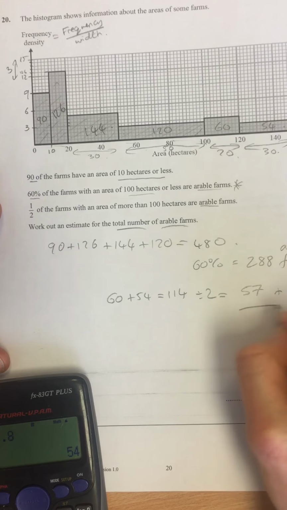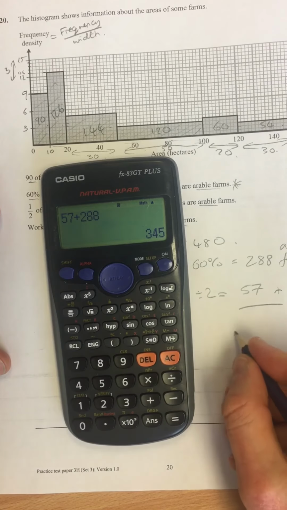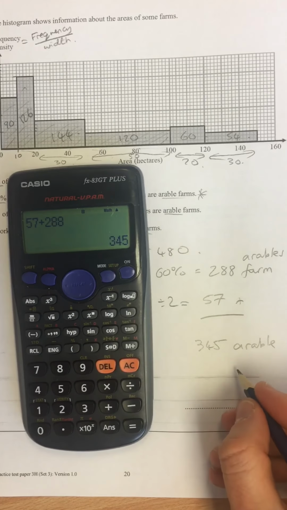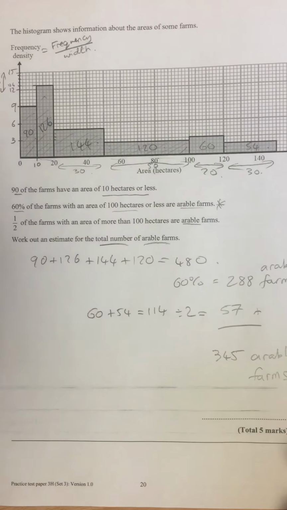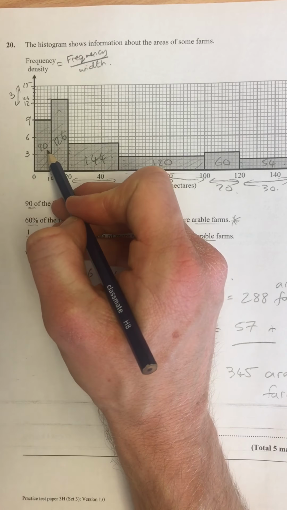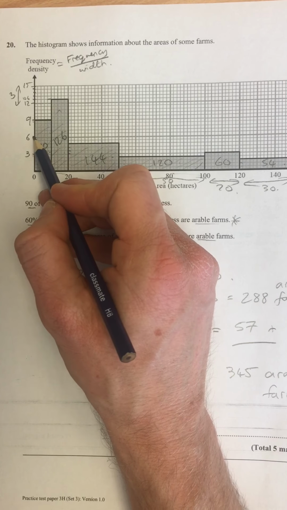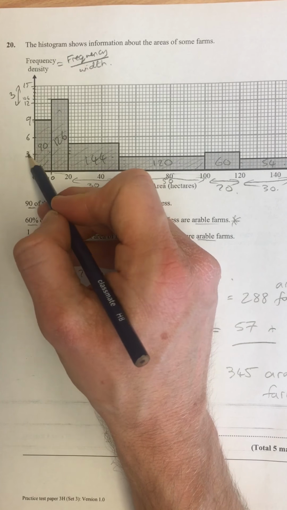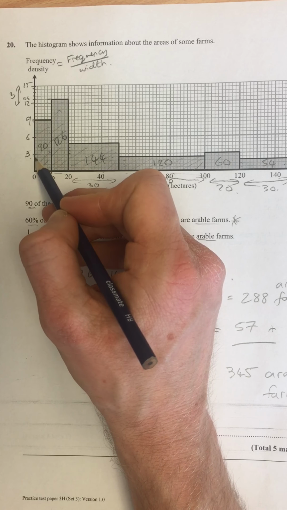So if we add those together, 57 plus 288, we see that there are 345 arable farms in total. There we go. So the real key thing here is putting 90 here. That allows you to put 9 here. That allows you then to fill in a 3 and a 6 here. And once we know that these 5 little squares are 3, 3 divided by 5 is 0.6. So one of these little squares is 0.6.